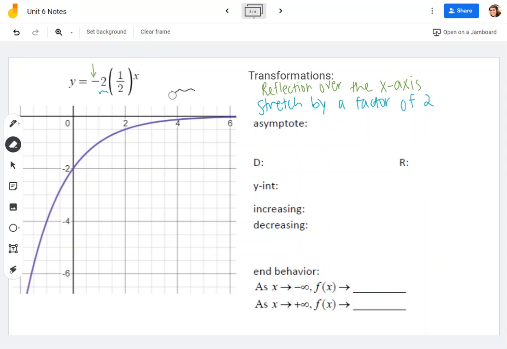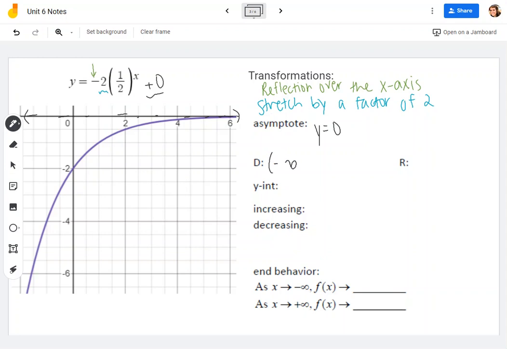Okay, now let's identify the asymptote. So since it didn't move up or down at all, there's no number on the outside. It's like having a +0. So our asymptote is just at y equals 0. And you can see here, if we draw this line, that's where it's approaching at y equals 0.